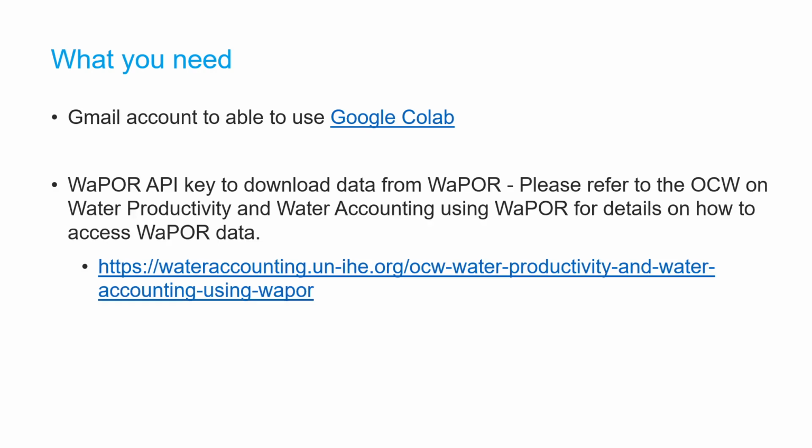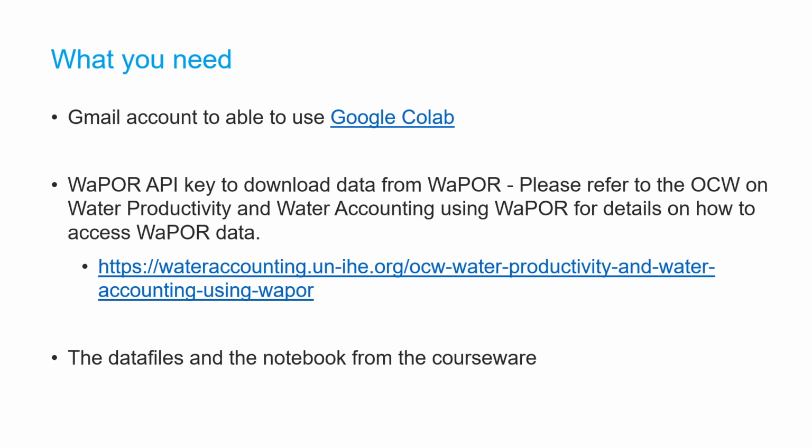In this exercise, we use a Python script to download WaPOR precipitation data and compare it with 14 stations data from the Global Historical Climatology Network daily. Therefore, you need a Gmail account to be able to use Google Colab. You also need a WaPOR API key to download data from WaPOR. Please refer to the OpenCourseware on water productivity and water accounting using WaPOR for details on how to access WaPOR data. You also need to download the data files in the notebook from the OpenCourseware and unzip it in a directory where you can easily access.